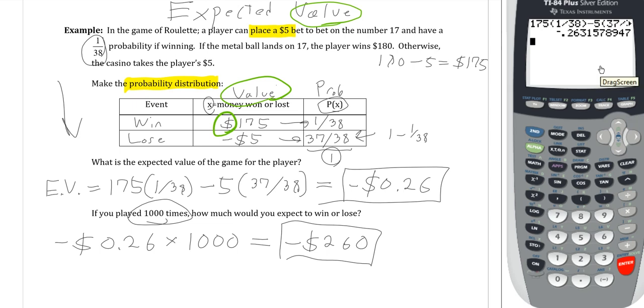You can see that here. I'll do negative, make sure you use the negative next to the decimal, 0.26 times 1,000 to get negative 260. Now that makes a lot more logical sense. That's more possible to do when gaining 175 or losing 5 in every instance. It's possible to get down to that kind of a number.